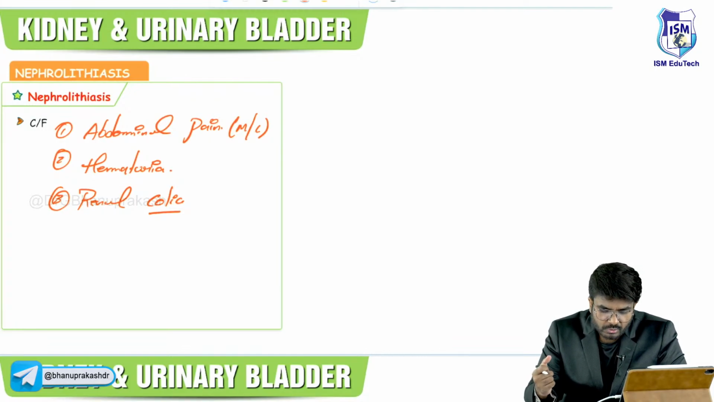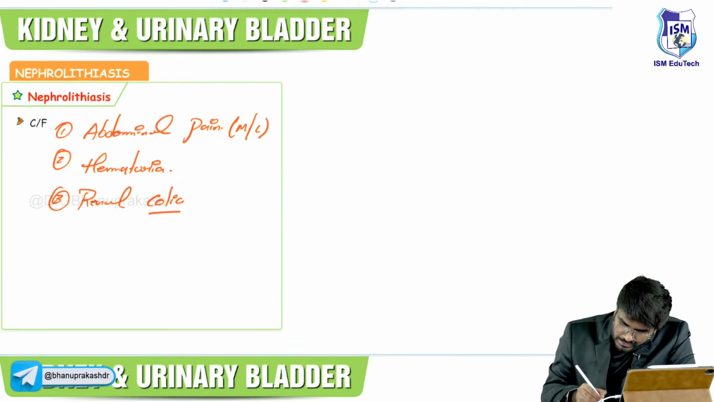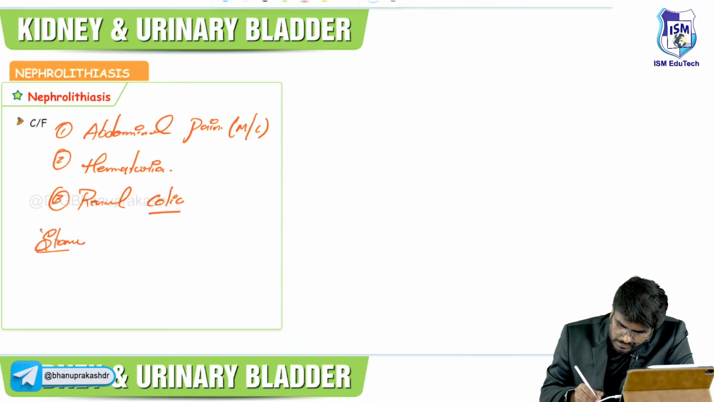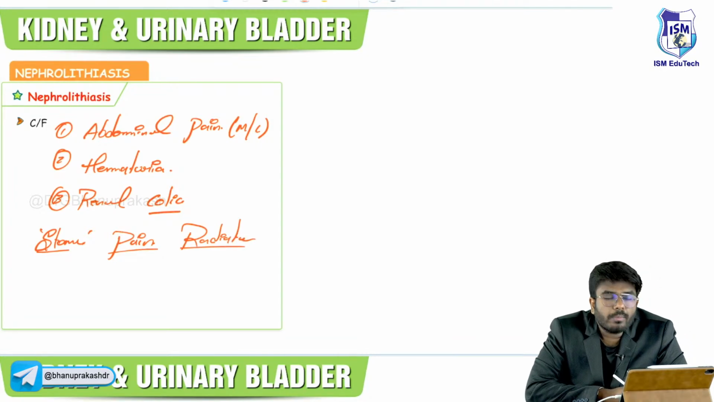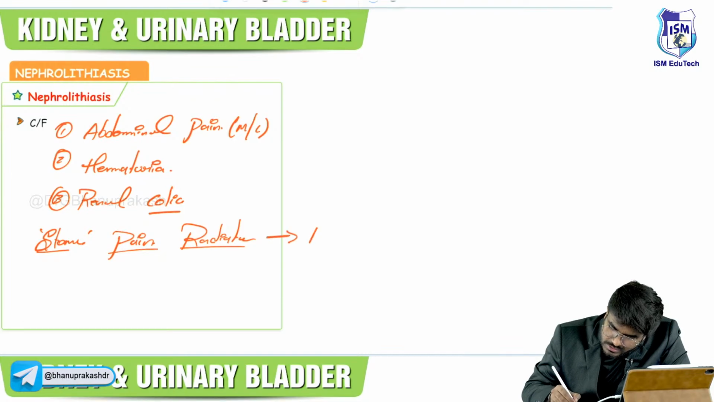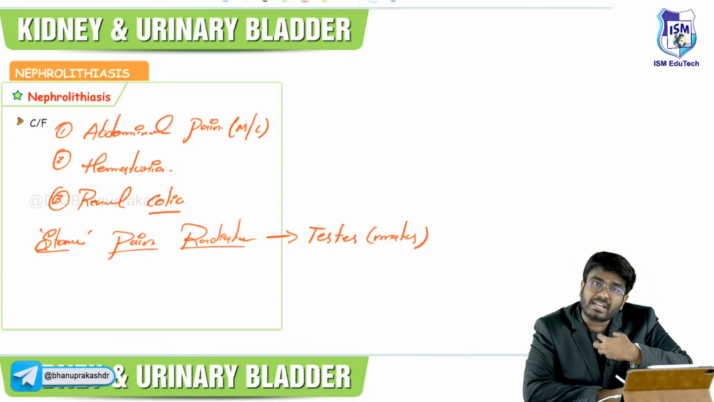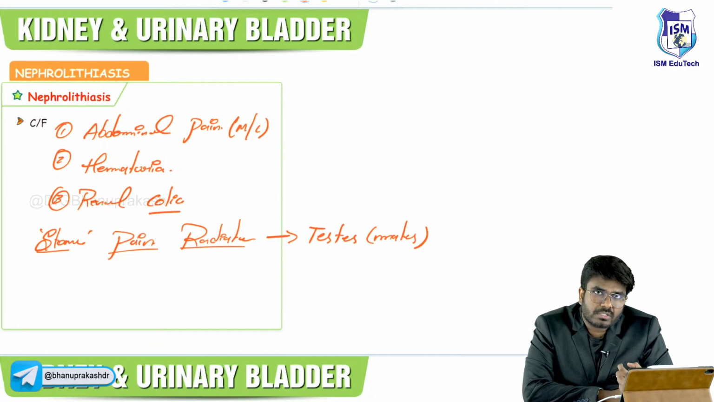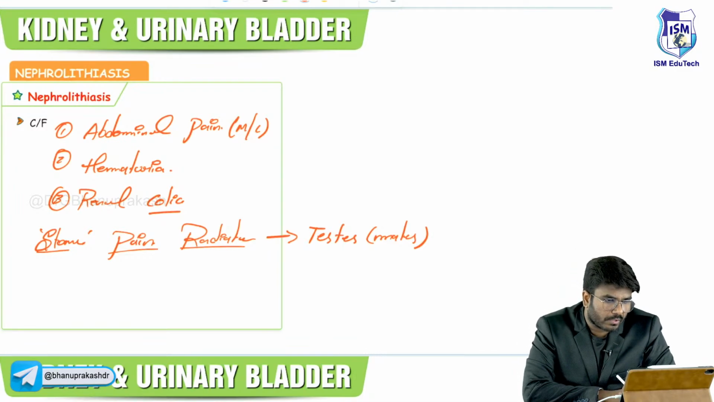So abdominal pain is going to be there, hematuria, renal colic can be present. Because of this kidney stone, the pain is going to radiate. Let me write here: the stone pain radiates. It radiates to where? The stone pain is going to radiate to the testis in males. It looks like a testicular pain, but it's not. It's a referred pain. Due to the presence of the stone, it can lead to a referred pain in the testis.